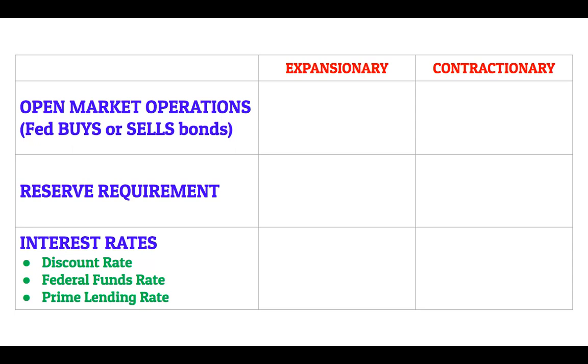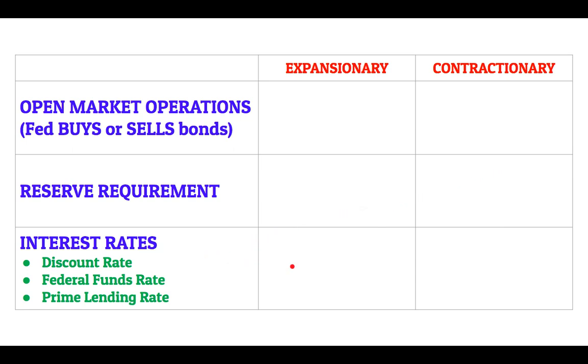So if you think about it, if you keep 10% in a vault versus 20%, the money multiplier with a 10% reserve ratio is 10. And the money multiplier with a 20% reserve ratio is 5. So if you have a 20% reserve ratio, you're going to have less of a multiplier impact on the money supply. So that would be contractionary, to increase the reserve requirement.